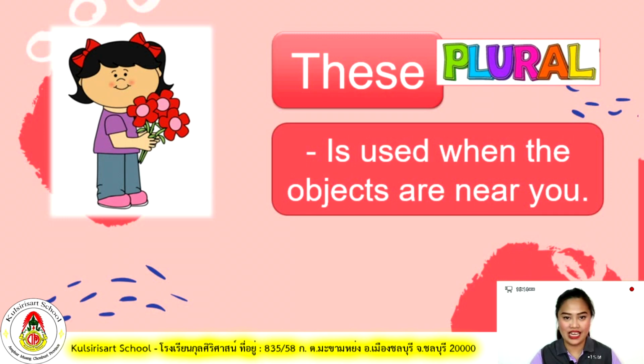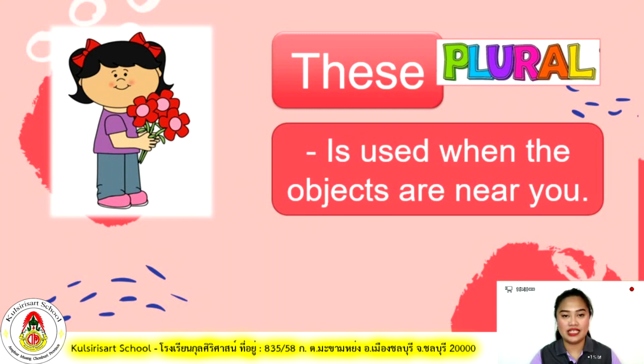Can you say it again? Plural. Okay, plural used when the object is two or more. As you can see in the picture, the girl is holding the flowers. So how many flowers are there? Okay, there are 3 flowers, which means it's plural, 2 or more.